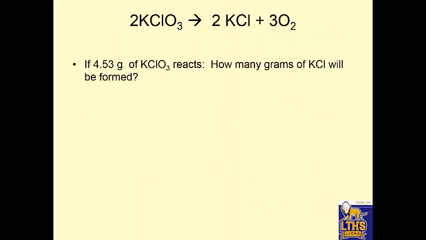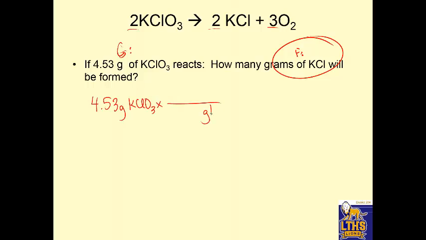Let's try another one. Oh, look, it's a balanced equation. If 4.53 grams of potassium chlorate react, how many grams of KCl do we find? All right, so again, you can only use those coefficients when you're in moles. Right now we're in grams. So we have 4.53 grams of potassium chlorate, and we have to change that into moles before we can move on.